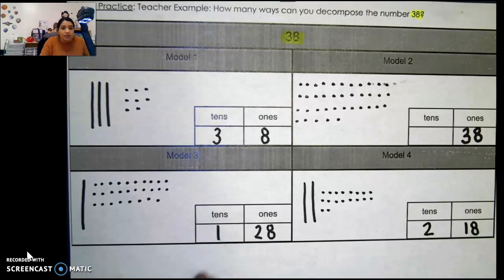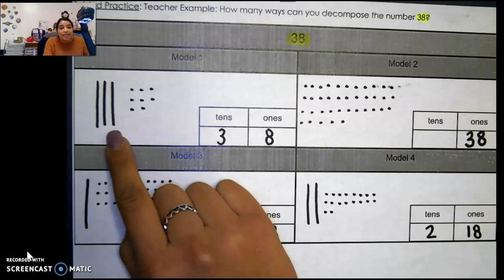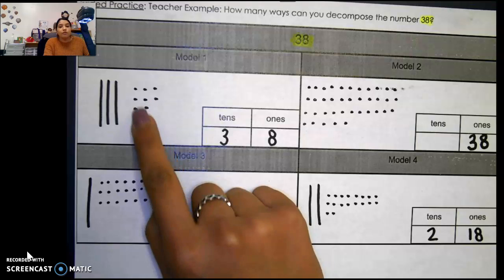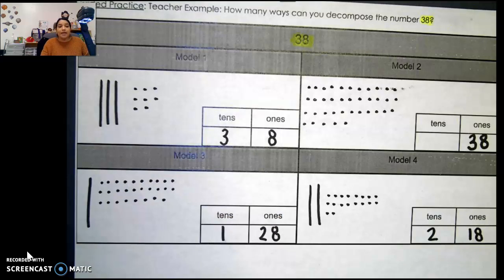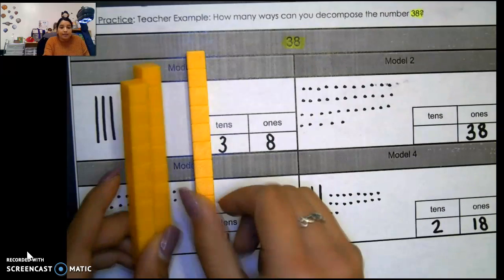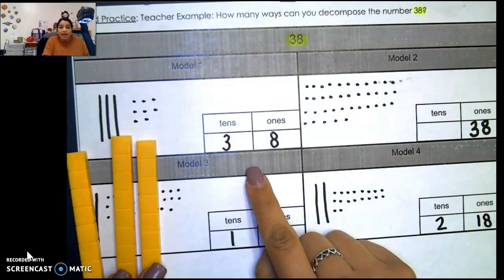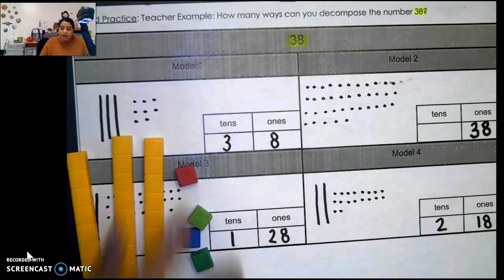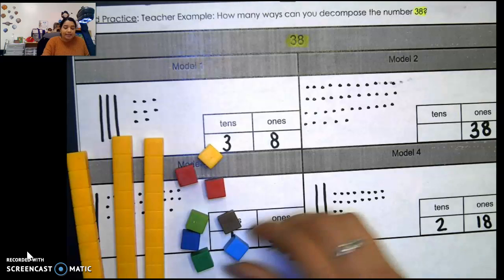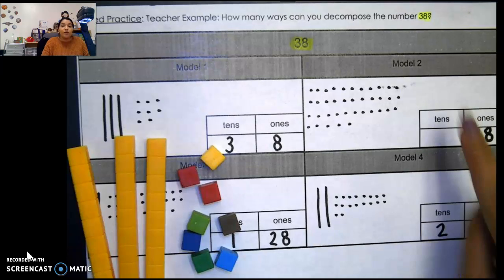The fastest way to do it is this first way that I showed you. We have 3 tens and 8 ones. See, we didn't have to draw all of those ones. And we were able to count by tens. So we have 10, 20, 30, and then we're able to just get 8 more to get 38. So 1, 2, 3, 4, 5, 6, 7, 8. And now we have 38, and we didn't have to count as much as we did with these other 3 models.